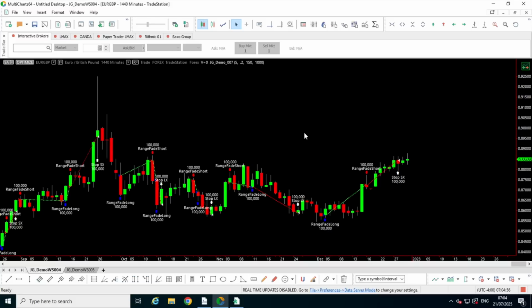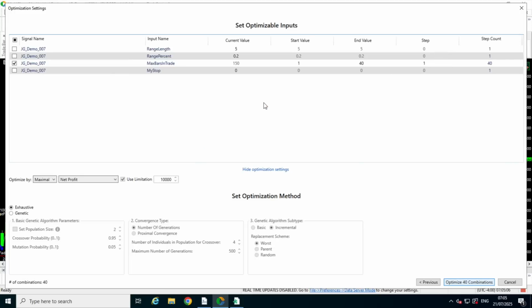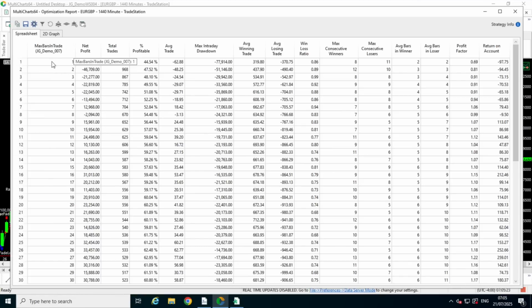So the first thing I want to look at is that bar exit. Is there an optimal or an optimal range to use this bar exit? So we can run an optimization. And the variable, the input, is called maximum bars in trade. And I'm going to run an optimization between 1 and 40 in steps of 1. Here's the bars, 1 to 40, and here's the net profit. We're going to be looking at the net profit.